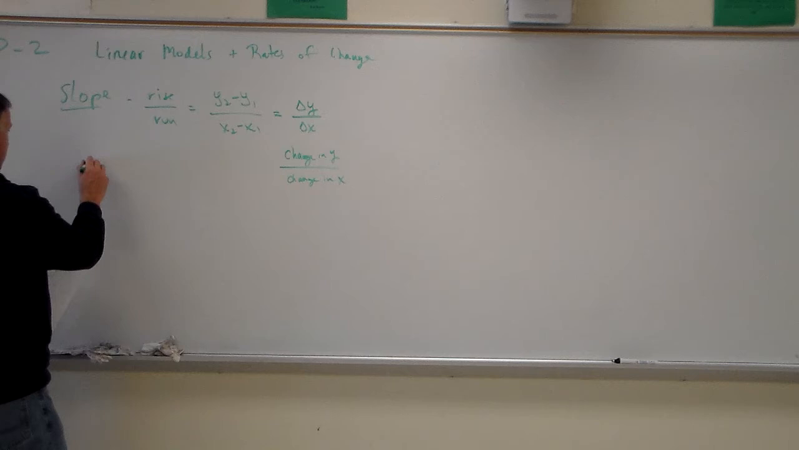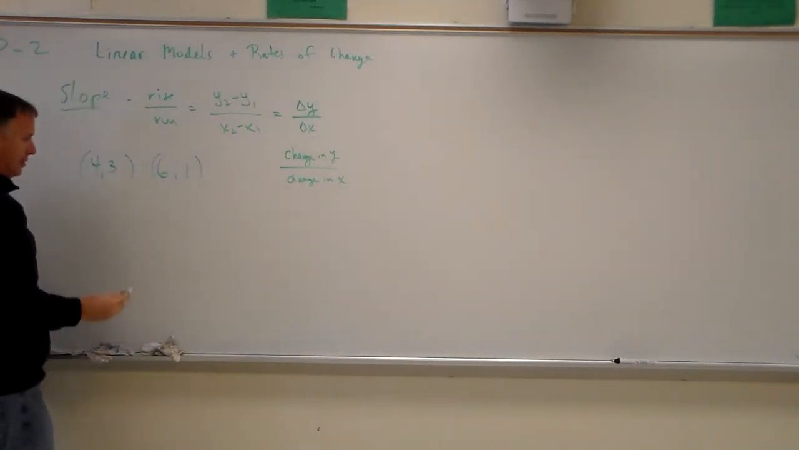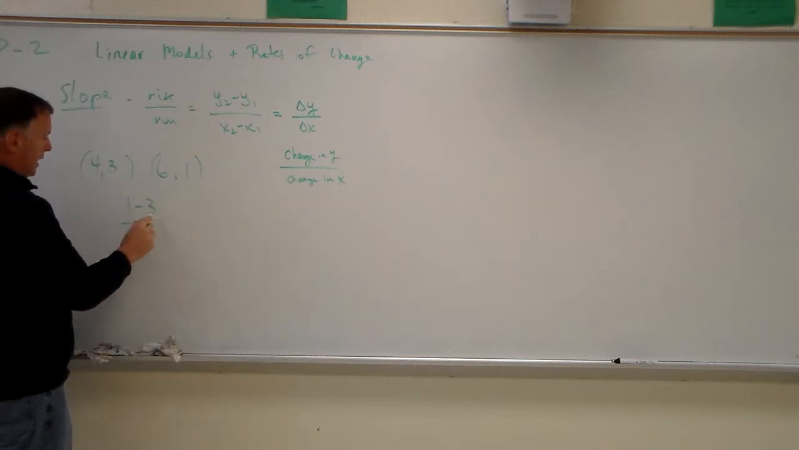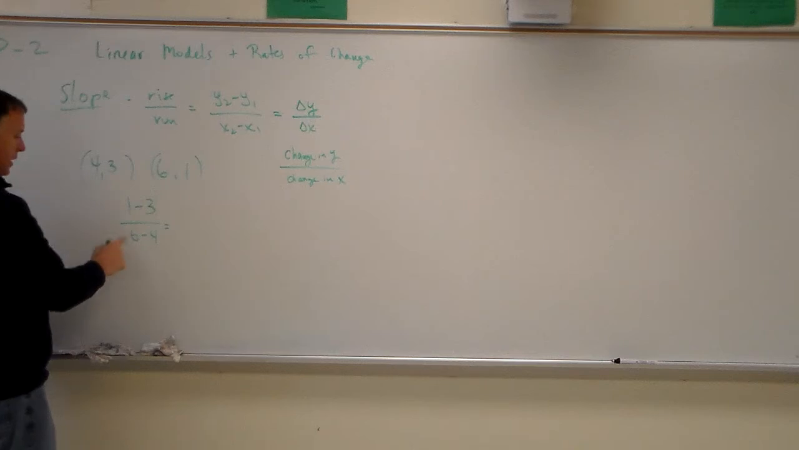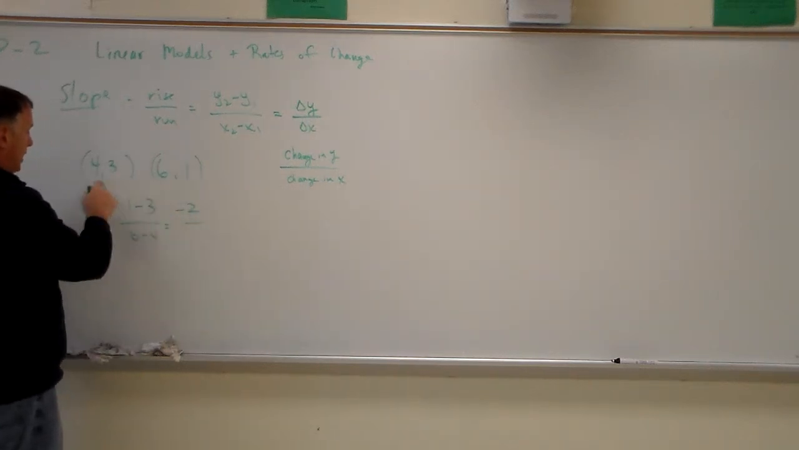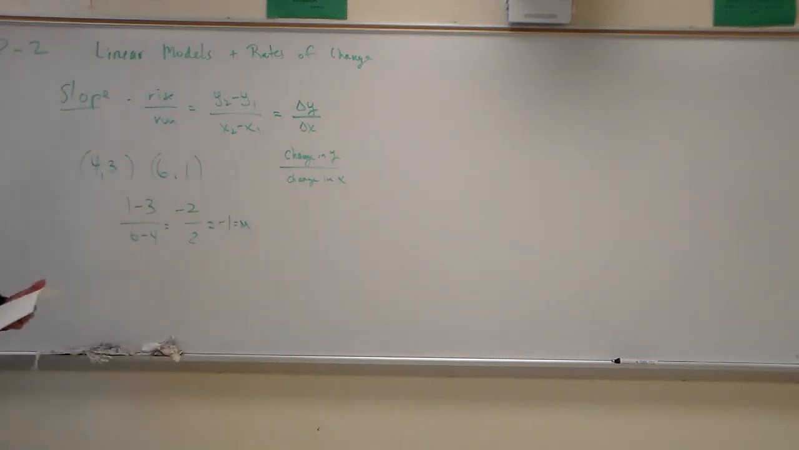Okay, change in y divided by your change in x. So if I gave you 2 points, (4, 3) and (6, 1), and you wanted to find the slope, some of you guys haven't done this probably in quite some time. Okay, so 1 minus 3 is negative 2, 6 minus 4 is 2. I get a slope of negative 1.